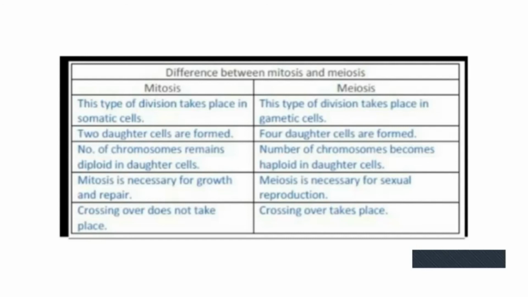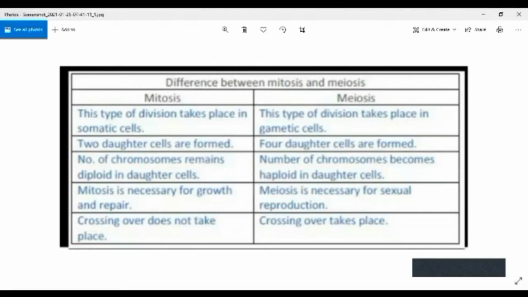Mitosis is necessary for growth and repair. If a wound occurs, the tissues will be repaired with the help of mitosis or cell division. Meiosis is necessary for sexual reproduction, because by meiosis, sperms are produced in males and ovum is produced in females. Crossing over does not take place in mitosis. In meiosis, crossing over takes place. This is about the difference between mitosis and meiosis.